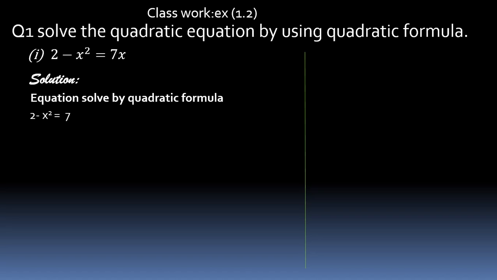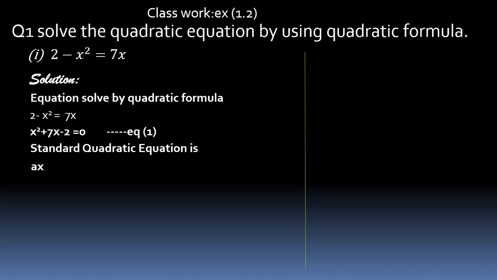Solve the equation by the quadratic formula: 2 minus x squared is equal to 7x. First, we change this equation to the standard form of the quadratic equation. x squared plus 7x minus 2. Shift x squared to the right hand side: x squared minus 7x, shift 2 from the right hand side, minus 2 is equal to 0. This is equation number 1. Standard quadratic equation: ax squared plus bx plus c is equal to 0.